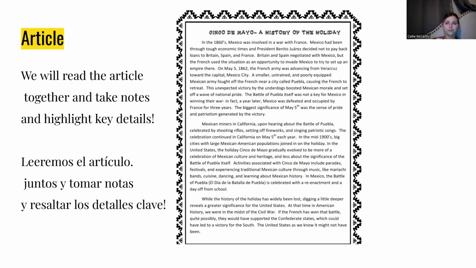For example, important dates: on May 5th, 1862, the French army was advancing from Veracruz to the capital, Mexico City. I would highlight that sentence right there because it's telling us information and giving us the key details of the date. I would also have the students write notes on the side of their paper, and there also will be a translation provided to the students of this worksheet in Spanish.